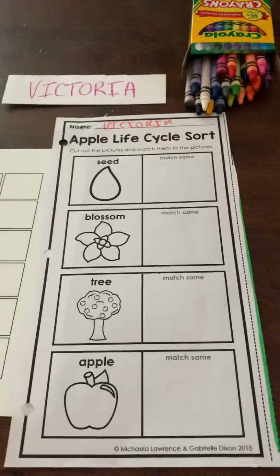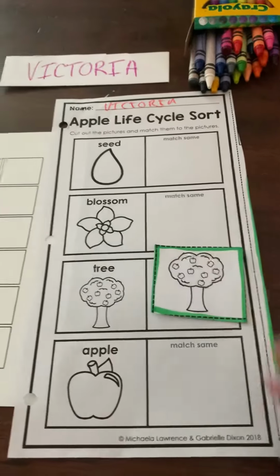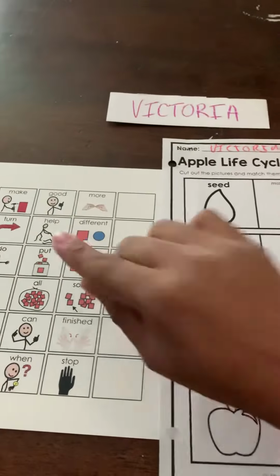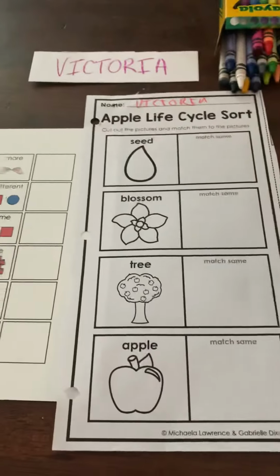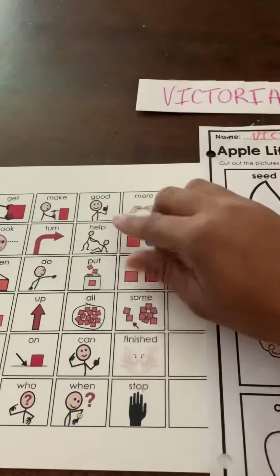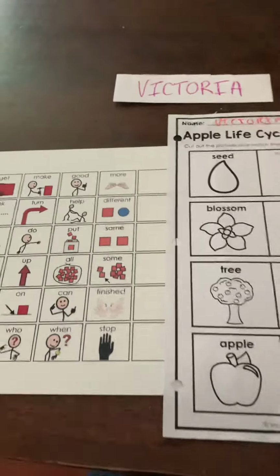If your student puts the tree with the tree, you can tell them that's the same. And then even say, good job. If your student needs help, they could just point here to the help icon.